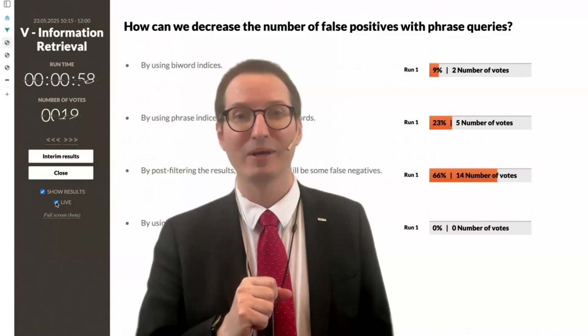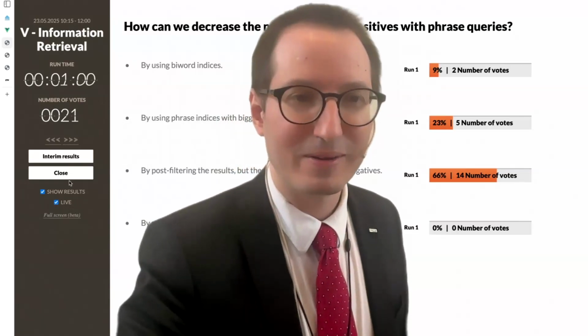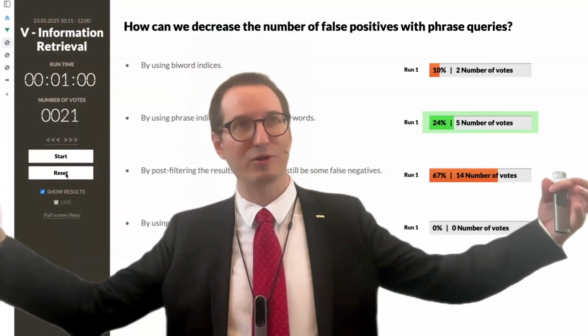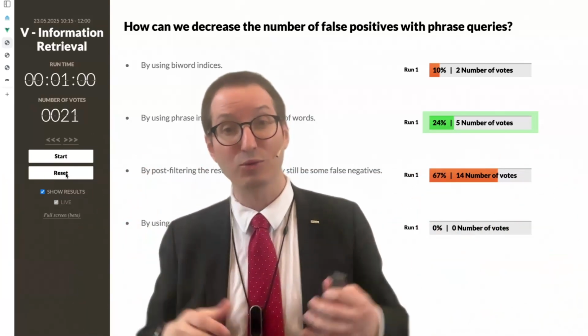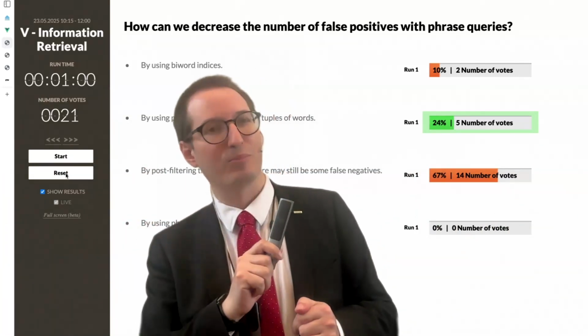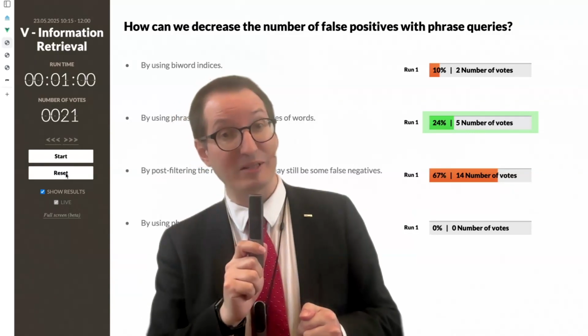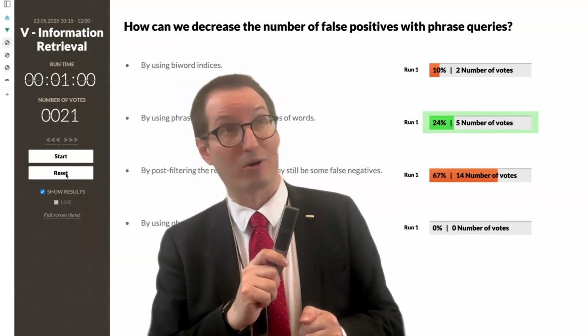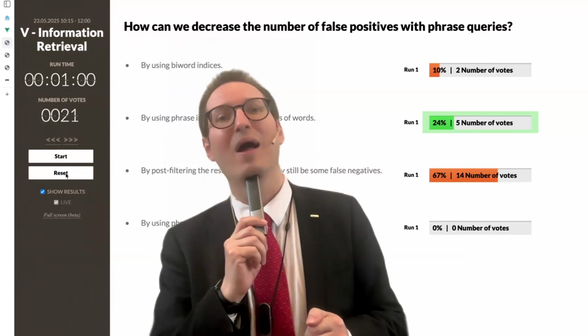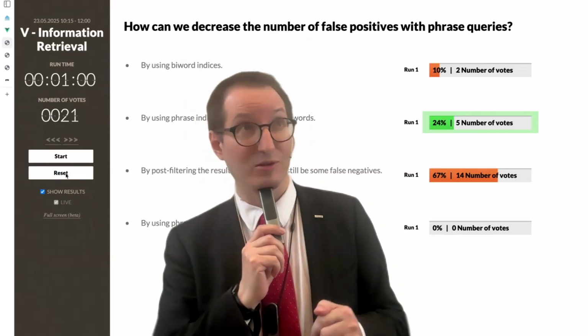The correct answer was actually this one. You increase the size of the window, the number of tuples, and that's going to reduce the false positives. It's not incorrect that you can eliminate them by post-filtering the results. That's not the problematic part. It's the fact that then there are no more false positives. That's of course what I meant.